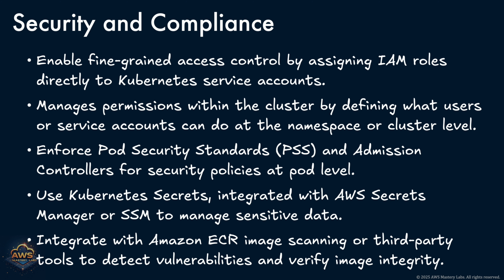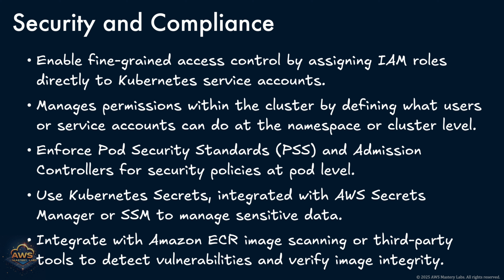Security and compliance are top priorities for any production-grade Kubernetes deployment, and Amazon EKS provides a rich set of tools and integrations to help you build a secure, compliant environment without compromising agility. One of the most powerful features in EKS is IAM roles for service accounts, or IRSA. This allows you to assign fine-grained AWS IAM permissions directly to Kubernetes pods by linking IAM roles to service accounts. It eliminates the need for hard-coded credentials or granting overly broad permissions at the node level.